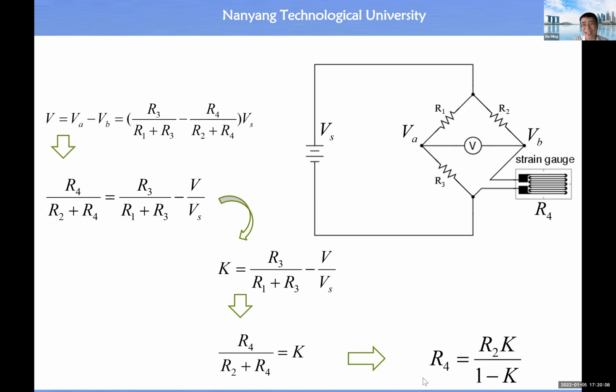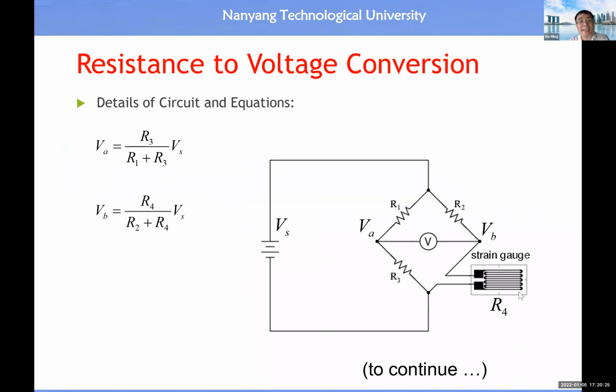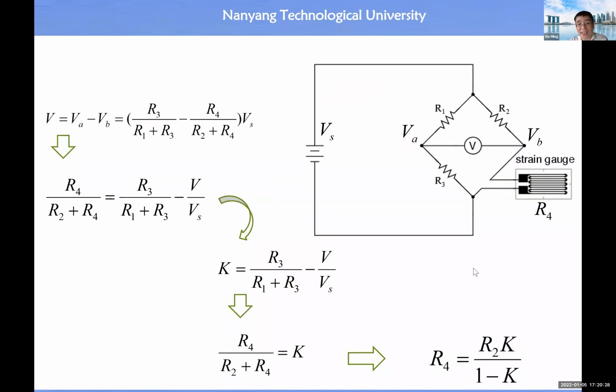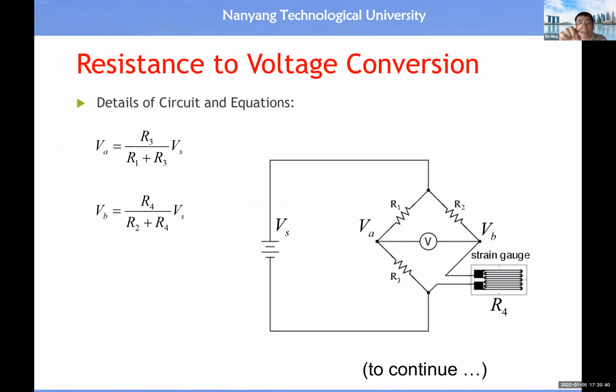So from here, you will see that when there is a variation of R4, then there should be a variation of K. When there is a variation of K, then there is a variation of V, right? So this is the way for us to determine the voltage from the value of R4, right? So when R4 changes, then V will change, all right? So these are the equations behind this resistance to voltage conversion, all right?